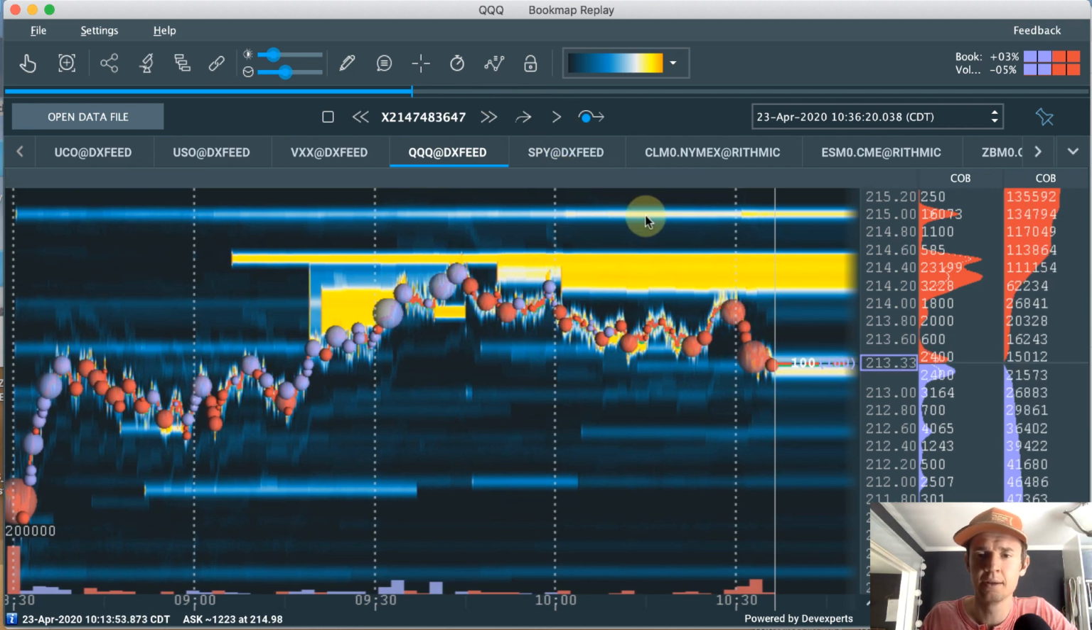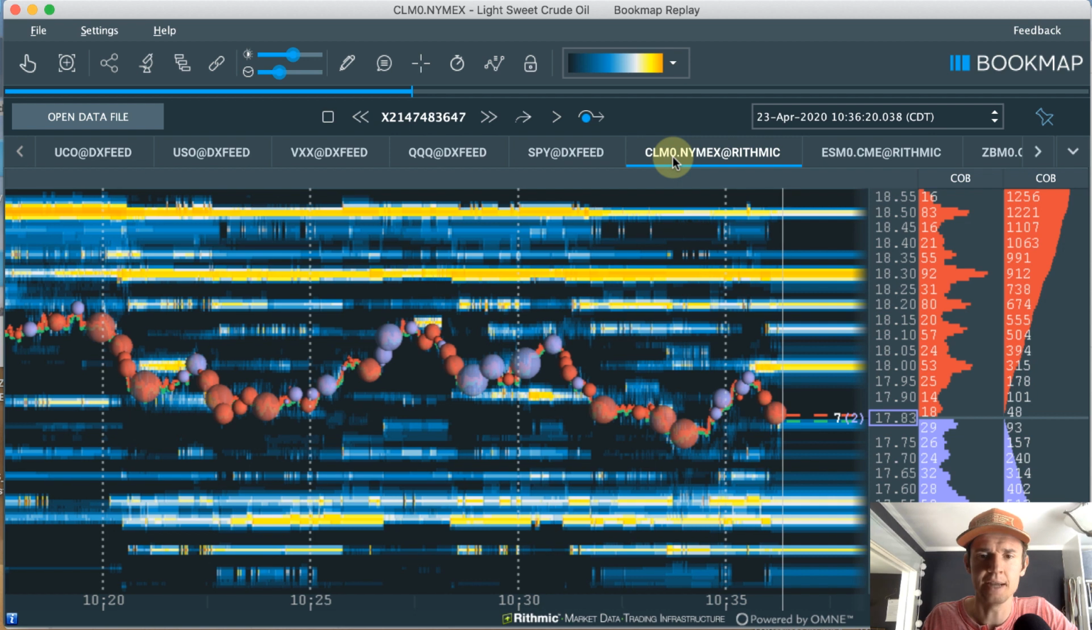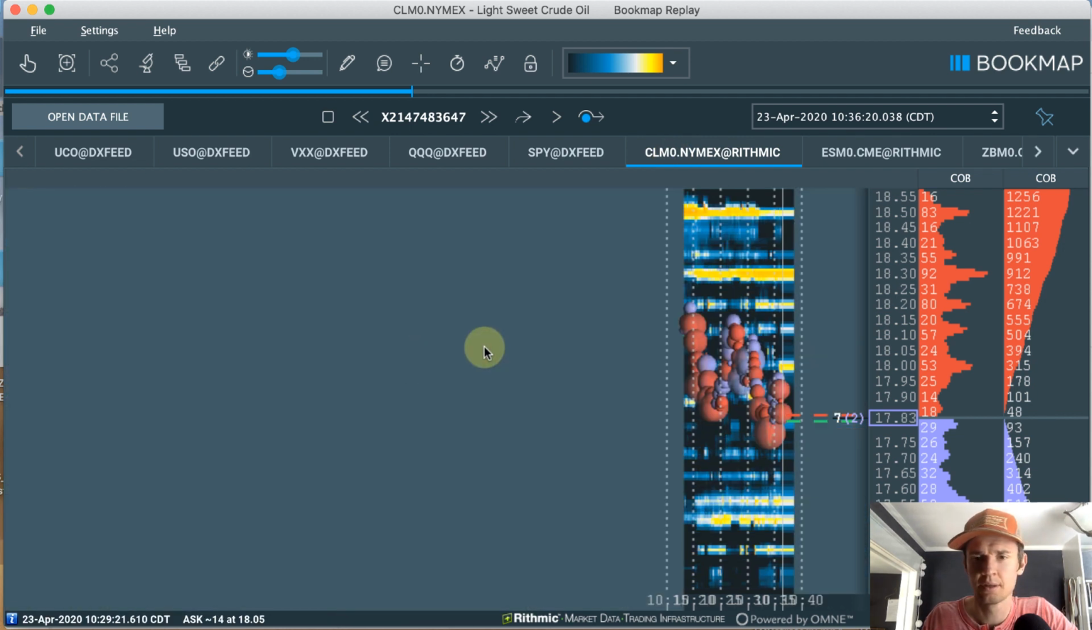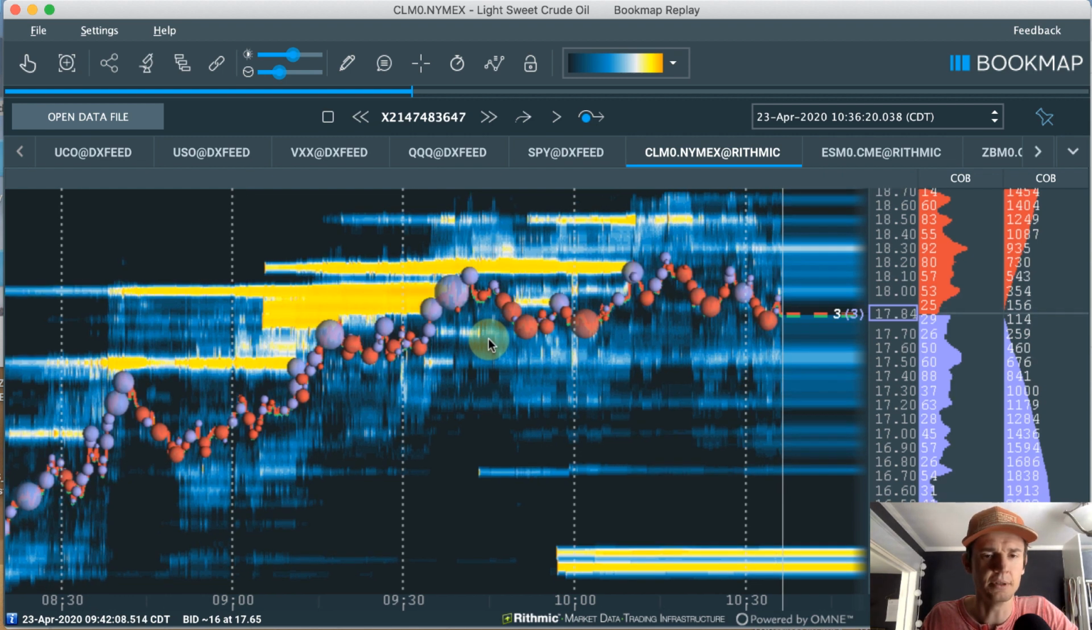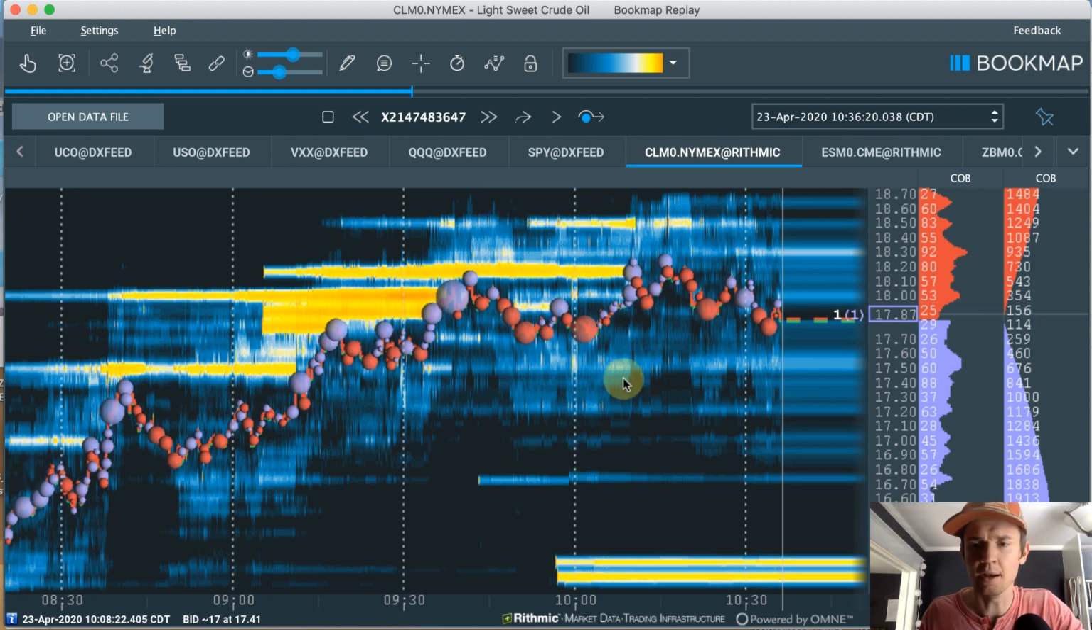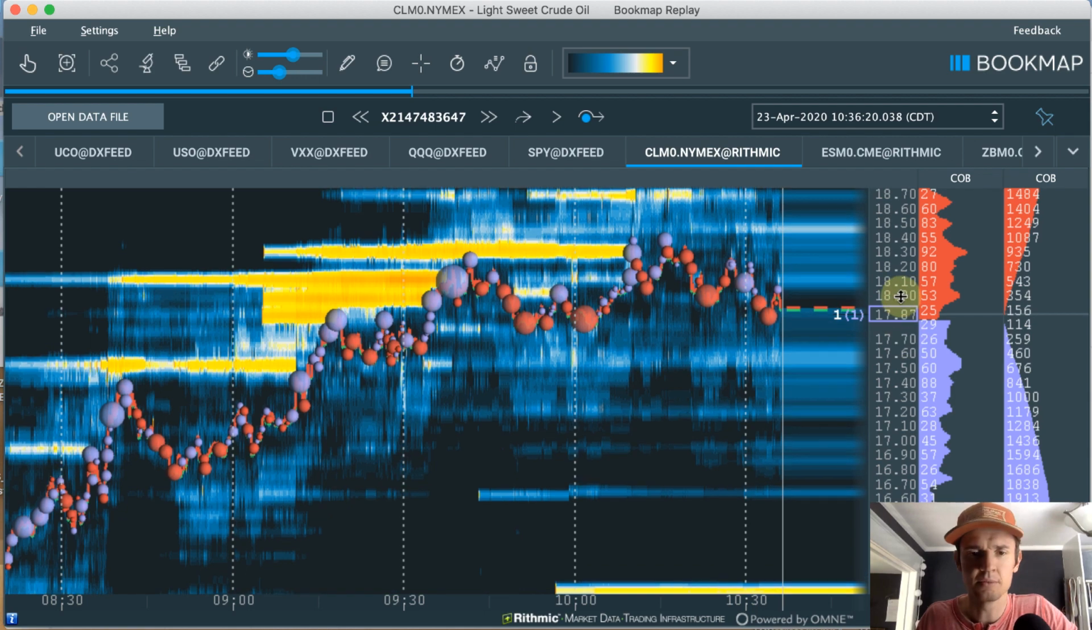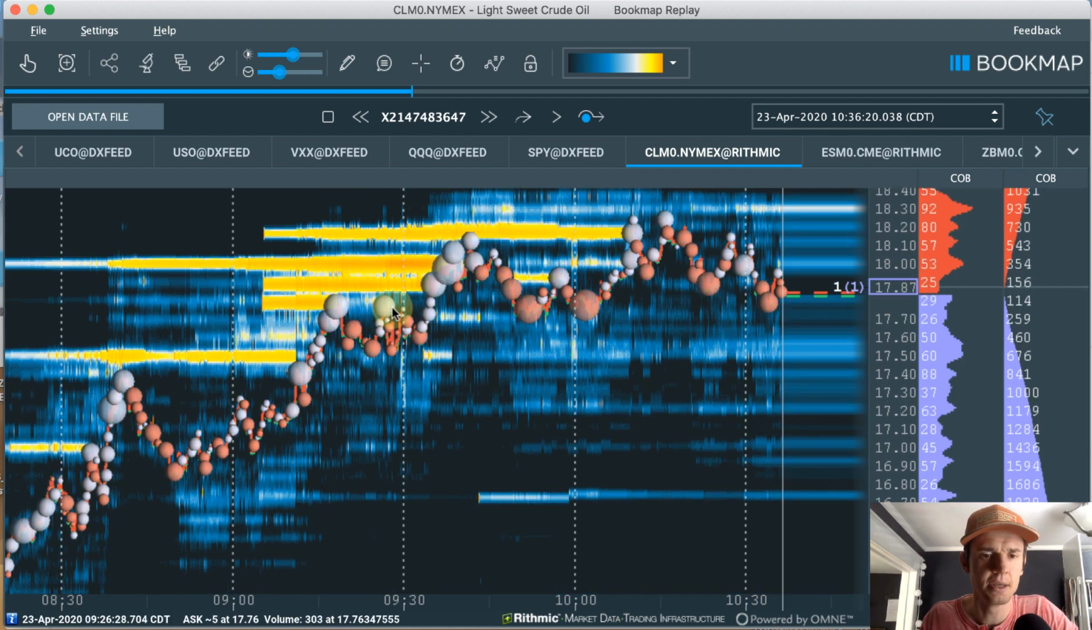Just for fun, let's see what happened in the CL over that time frame. CL was a little more difficult. And so this is what I'm talking about. You're not going to be Nostradamus. So it comes through. You had all these sellers. Price had been moving up all day. There's a good term, don't step in front of a freight train. So price is moving up all day, eats through all these sellers.